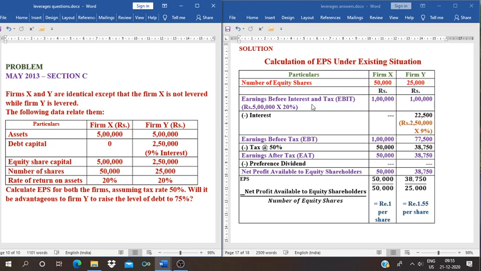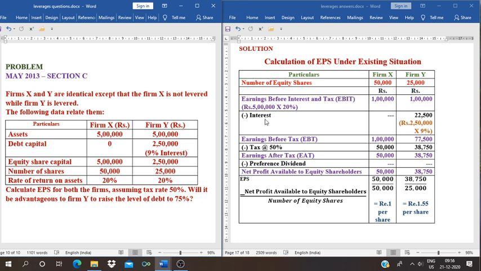Next, earnings before interest and tax, that is the EBIT, we need to calculate. What is the EBIT information given? See, a rate of return on assets of 20%. On assets we have to calculate the 20%. What is the assets amount? 5 lakh. It is the same for X and also for Y. 5 lakh into 20%, 1 lakh will come. So this is the EBIT for firm X and also for firm Y.